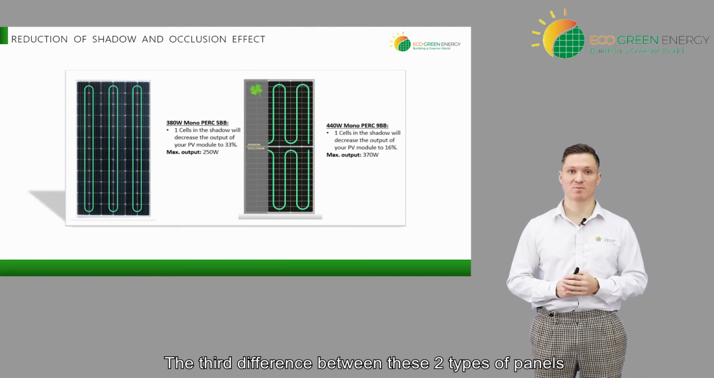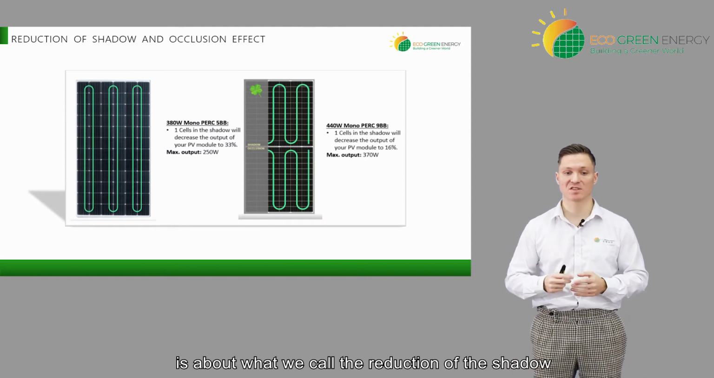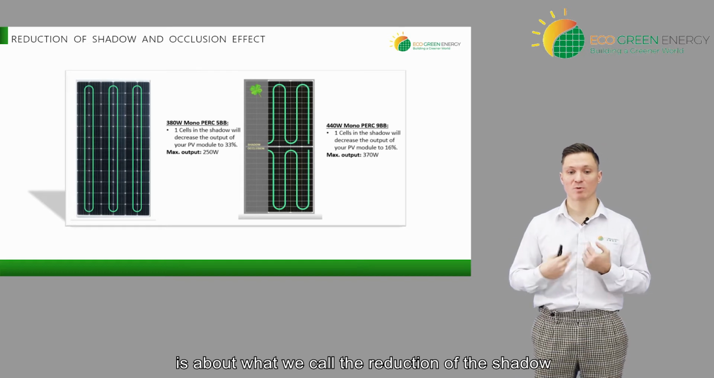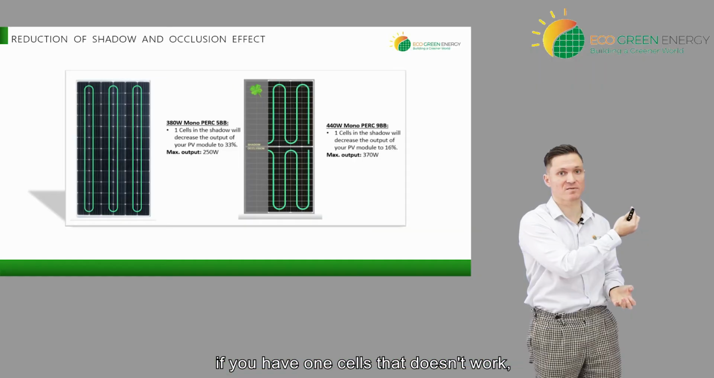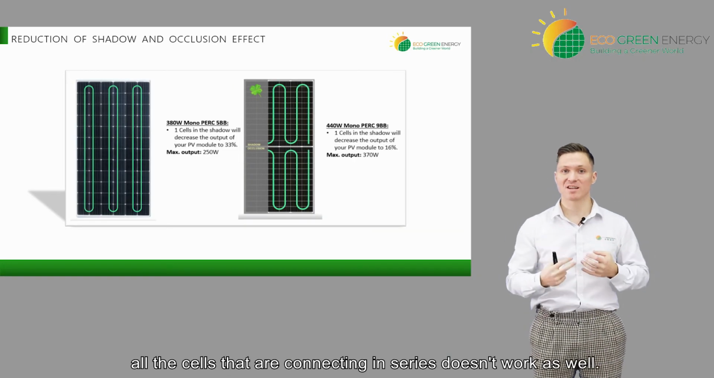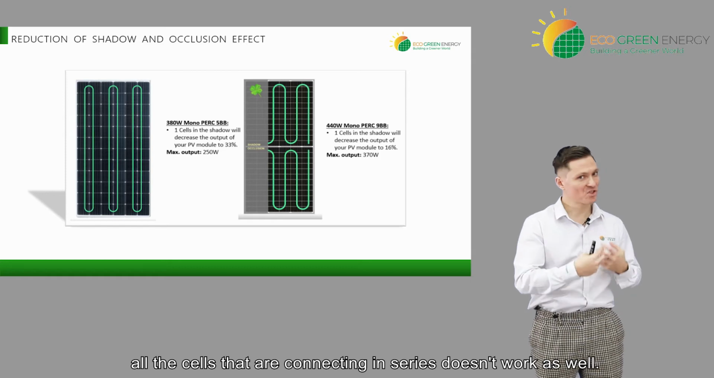The third difference between these two types of panels is what we call the reduction of the shadow or the occlusion effect. Here, for example, you have the 5 busbar panels. In each panel, the cells are connected in series to each other. If you have one cell that doesn't work, all the cells connected in series don't work as well.